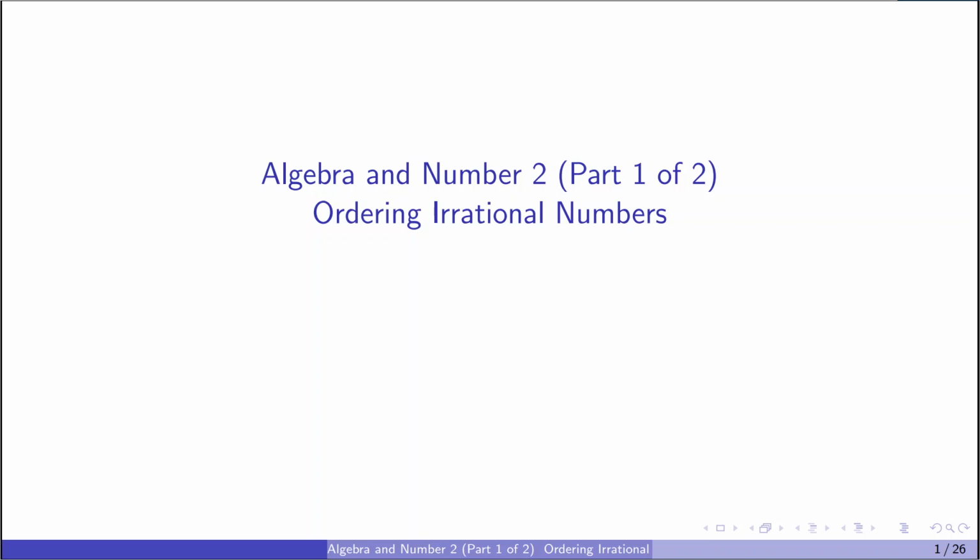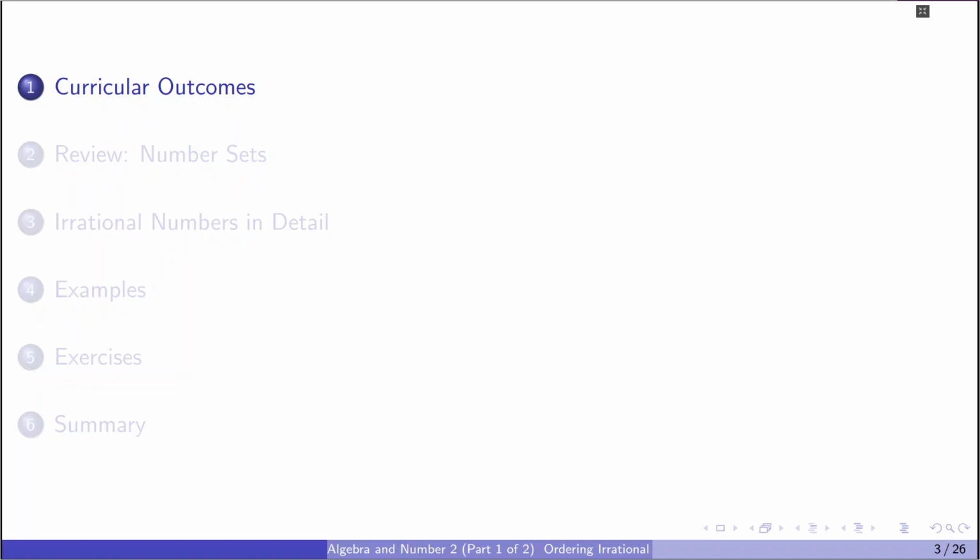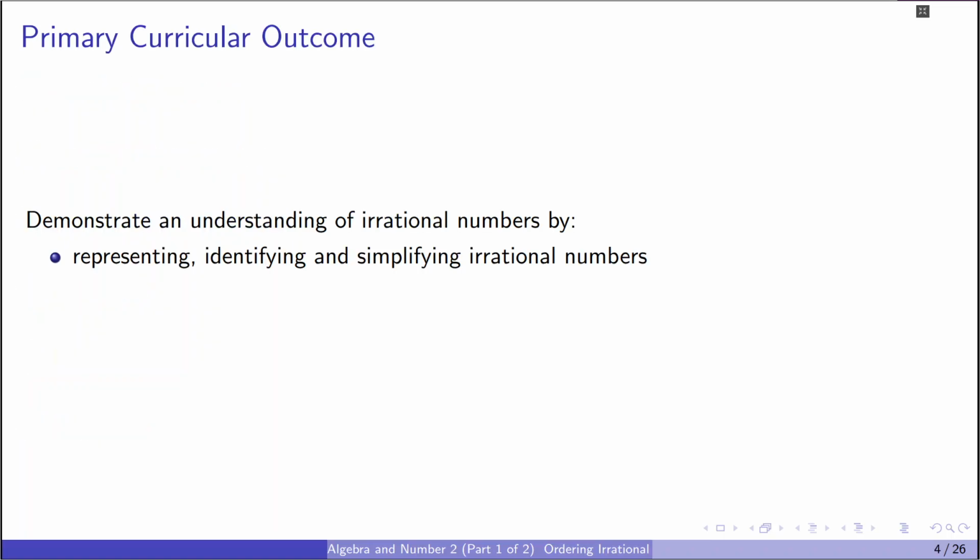Hello, and welcome to our next lesson based on curricular outcome algebra and number 2, specifically looking at ordering irrational numbers. That's as in putting them in order, not telling them what to do. So first we are going to look at our curricular outcomes. Then we're going to review some number sets, talk about the irrational numbers in more detail, and then on to the examples and exercises.